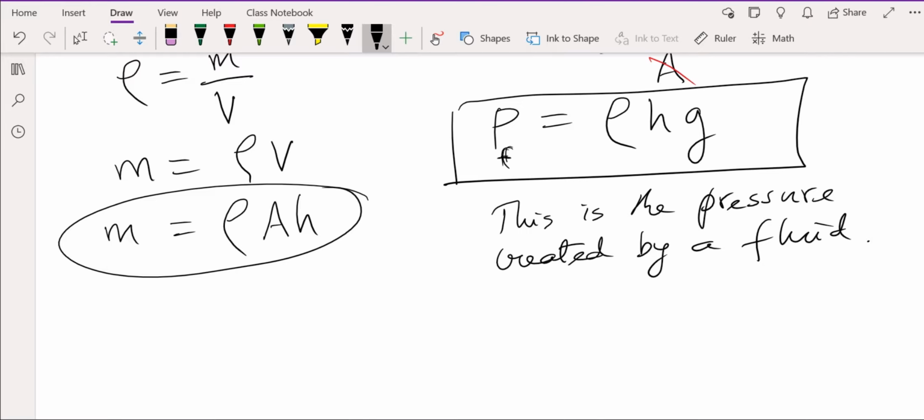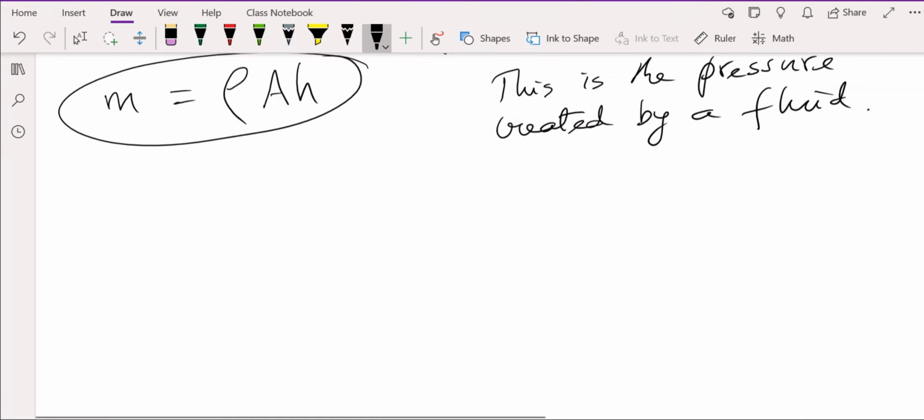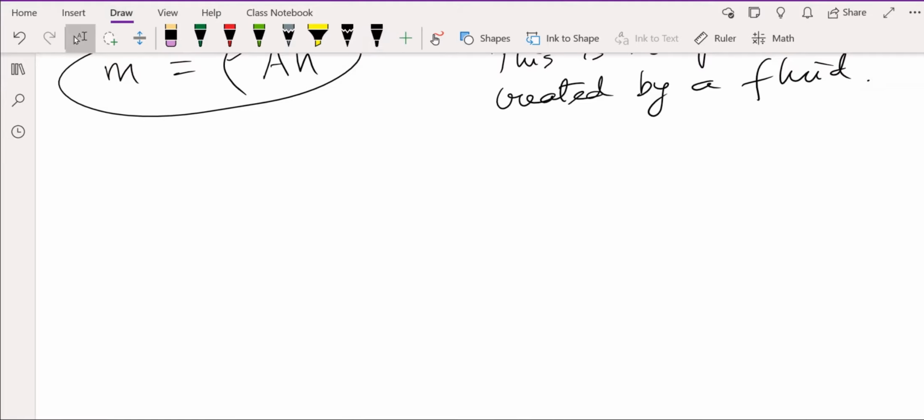Yes. And of course the height. The more the height, the more the pressure. So these are the only three factors affecting pressure: height, density, and gravity. Three factors. It does not depend on anything else. Now here is an example for you all.